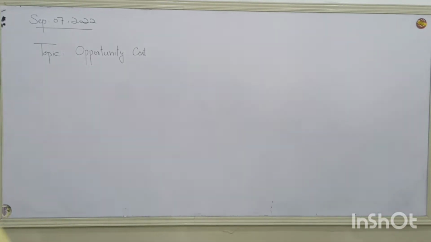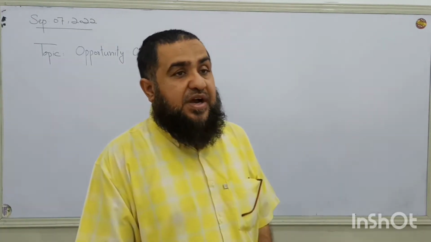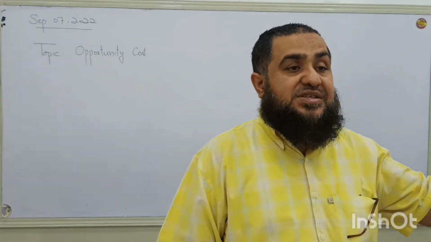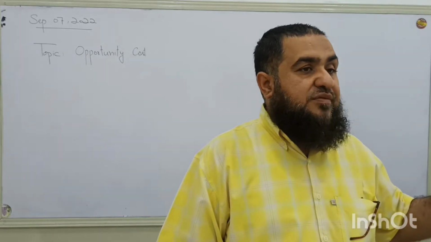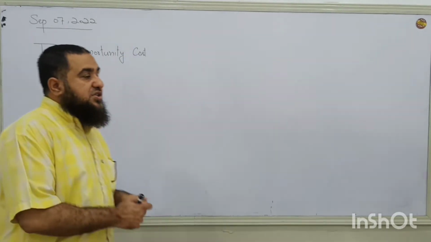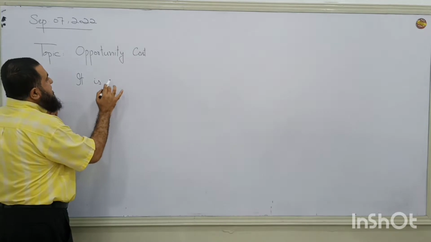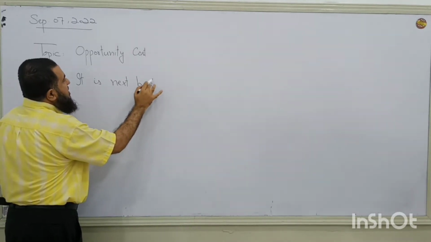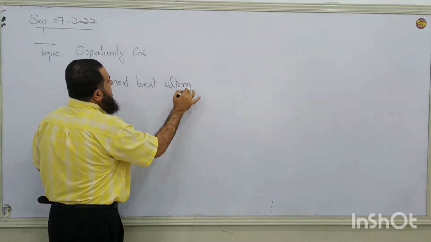When we make a decision in our daily life, we have to sacrifice the other choices, and the next best choice which we are sacrificing, that is called opportunity cost of our decision. Clear? So opportunity cost is what? It is next best alternative.